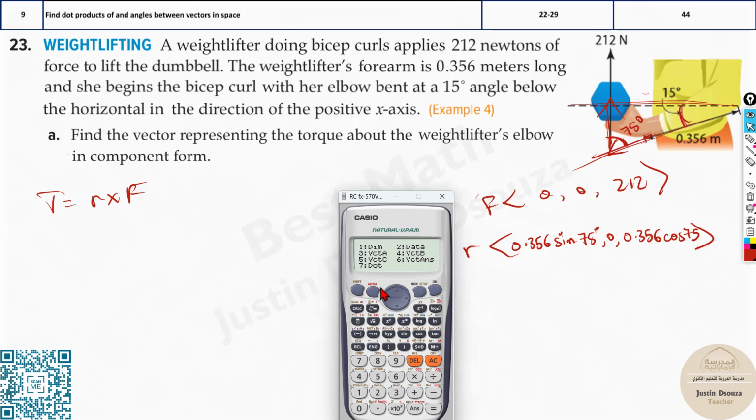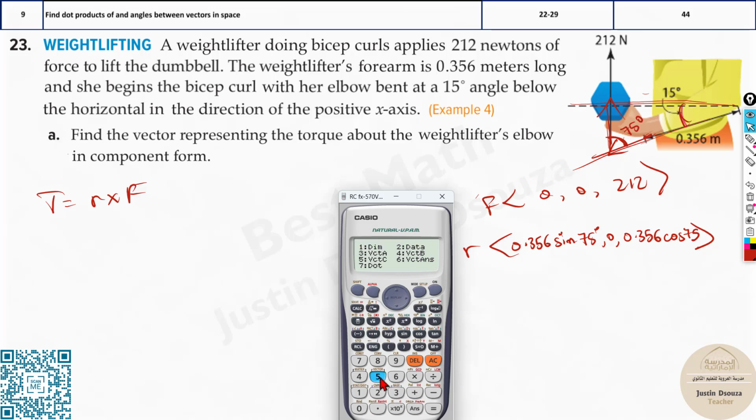Now press shift phi and let's put the vector B. Not that, you need to press shift phi 1 and option 2, and now dimension 3, and now type this out: 0, 0, 2, 1, 2. So both are typed in.